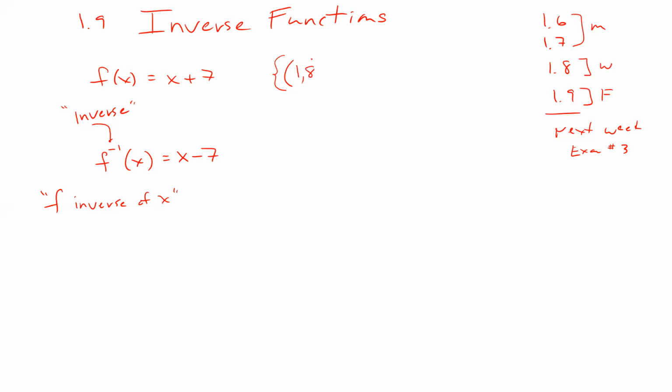Because we're adding 7 to the 1. Perfect. If I put a 2 into my function machine, 2 plus 7 makes 9. And then let's do one more. If I plug in a 3, we get ourselves a 10, and then let's close off our little set.